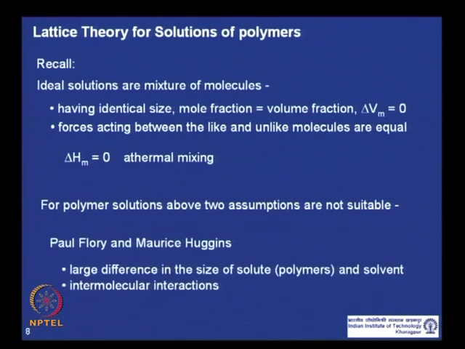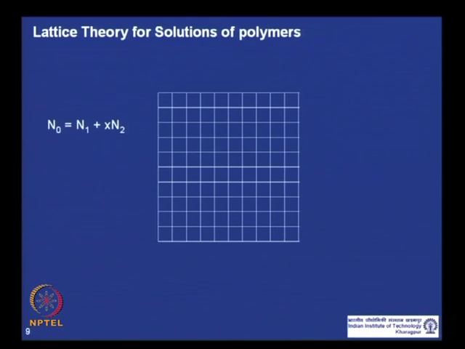Now, two scientists, Paul Flory and Maurice Huggins, proposed a theory, which we will know in a minute, that took into consideration the large difference in size between the solute, in this case polymer, and the solvent, and the existence of intermolecular interactions. So, now we will learn how the Flory-Huggins theory was established using the same lattice theory which we just learned for small molecules.